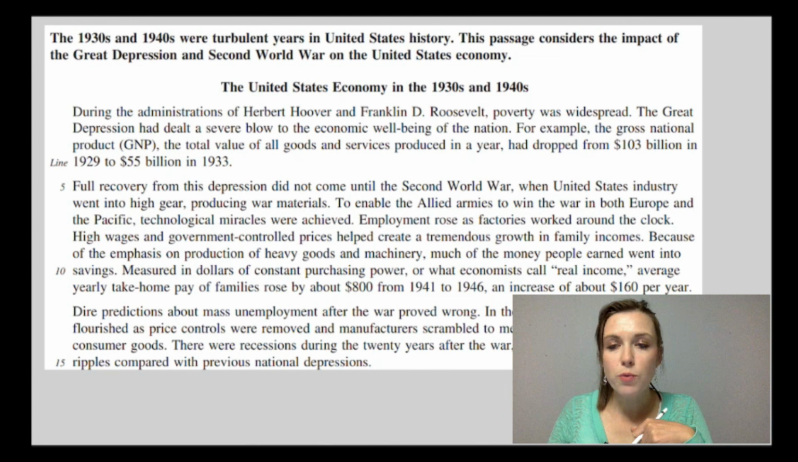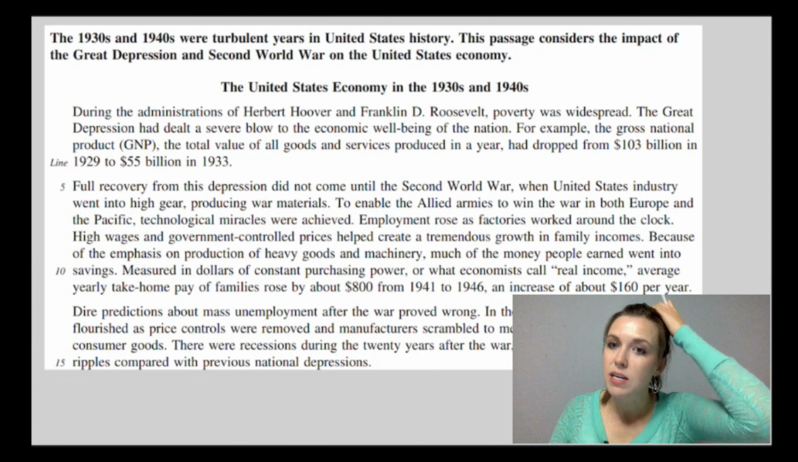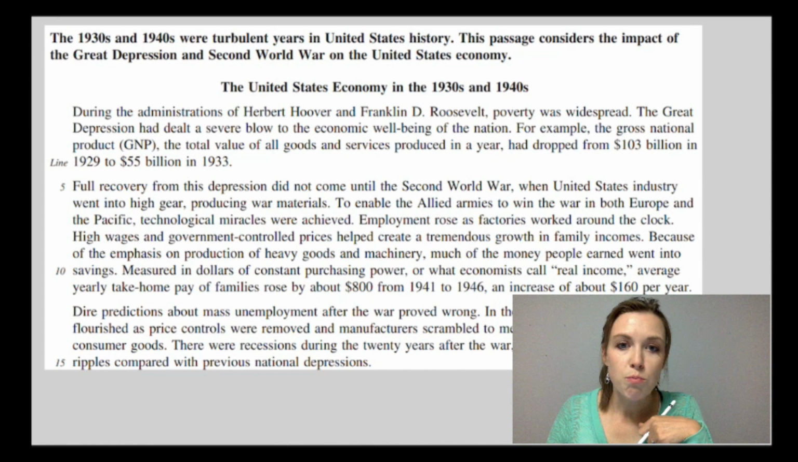Full recovery from the Depression did not come until the end of the Second World War, when the United States industry went into high gear producing war materials to enable the Allied armies to win the war in both Europe and the Pacific. Technological miracles were achieved. Employment rose as factories worked around the clock. High wages and government-controlled prices helped create a tremendous growth in family incomes. Because of the emphasis on production of heavy goods and machinery, much of the money people earned went into savings, measured in dollars of constant purchasing power, or what economists call real income.